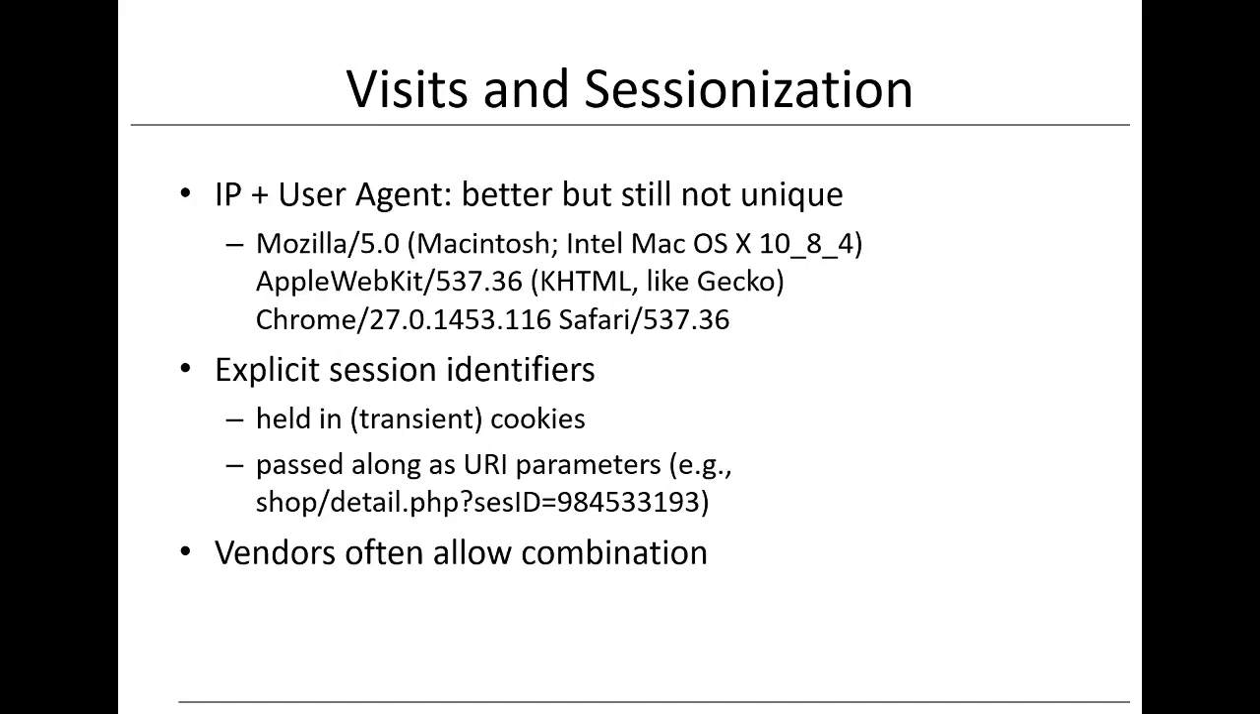The combination of IP address and user agent is already better, but still not unique since many visitors use the same browser and platform. You can see an example of a user agent string on my slide. A better alternative is to make use of explicit session identifiers, which are typically held in transient cookies. These are then passed along as URI parameters as you navigate through the site. Web analytics vendors often allow a combination of these methods that can then be further configured.